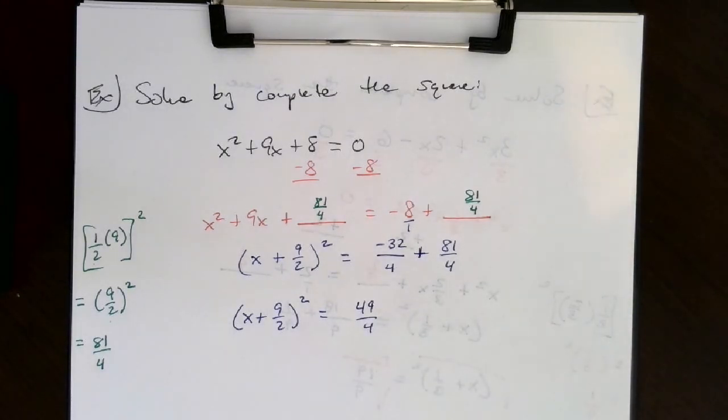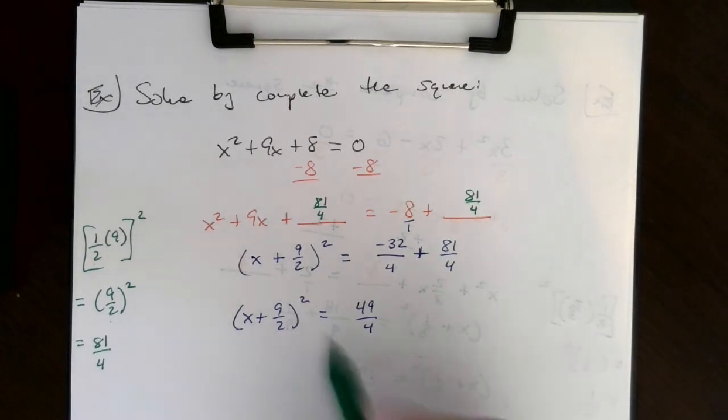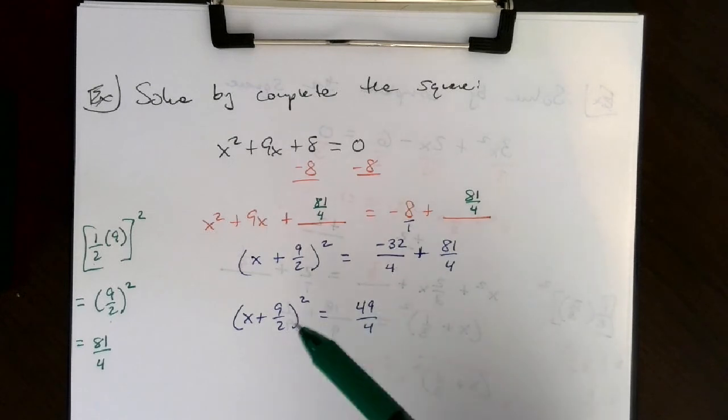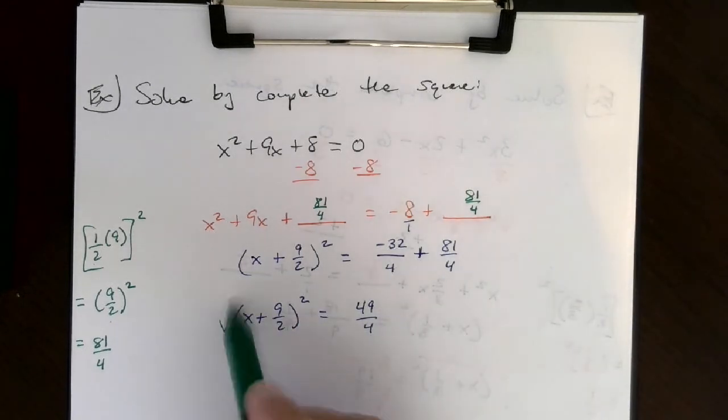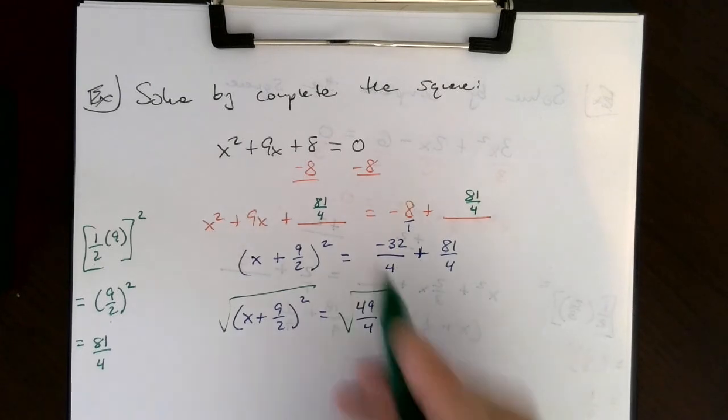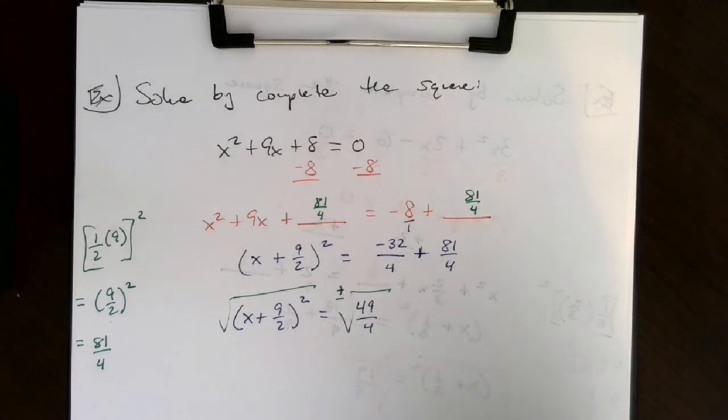And now we're ready to use the square root property. That's why I did this. The goal behind complete the square is to get a perfect square on the left side so you can use the square root property to solve. Taking the square root of each side, remember you've got to write plus or minus in front when you take the square root.